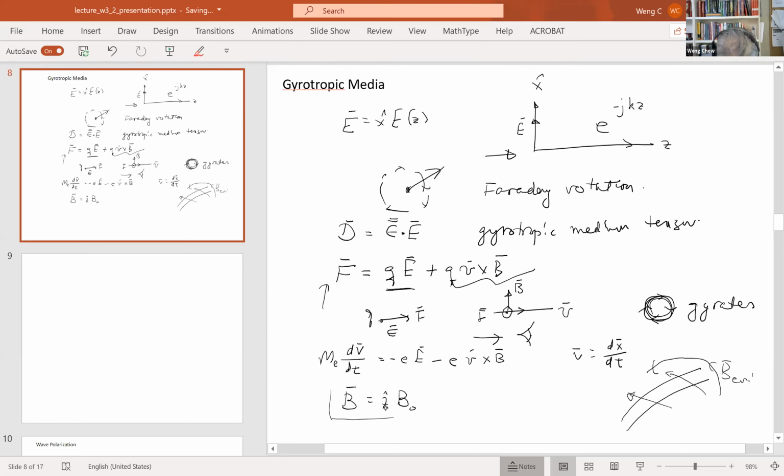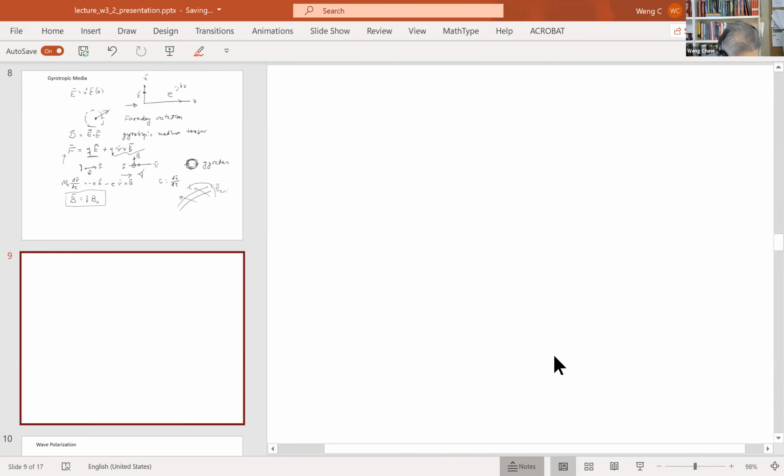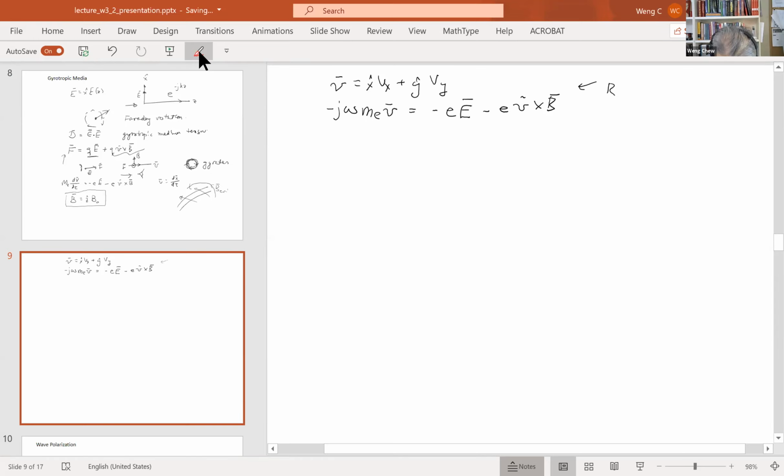So for simplicity, let's assume that the magnetic field is pointing in the Z direction, and let's see what happens to a medium with the Earth's magnetic field pointing in the Z direction alone. Okay, so in order to solve this problem, let's assume that V has an X component and a Y component. And then you take the law that we have written down and put it in the phasor world. In the phasor world, that law just becomes this law. Let's assume that B is just Z B naught. And then you can do some algebra and extract the X and Y components of this equation, which I'm not going to do because it's kind of laborious.